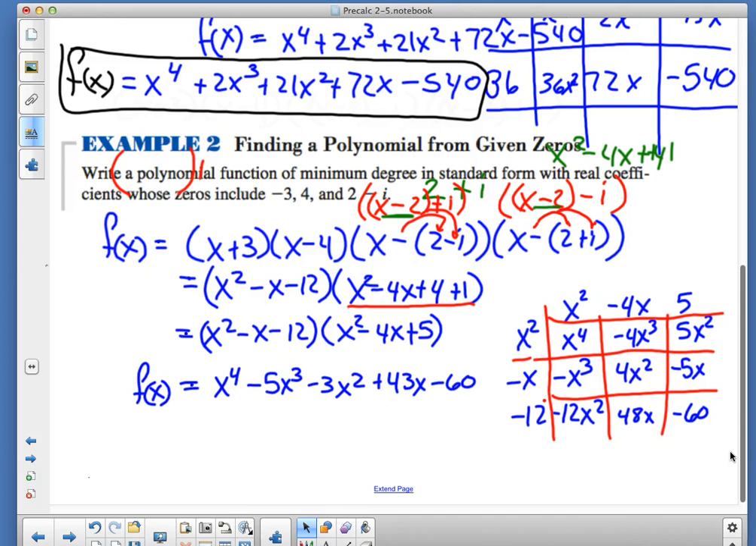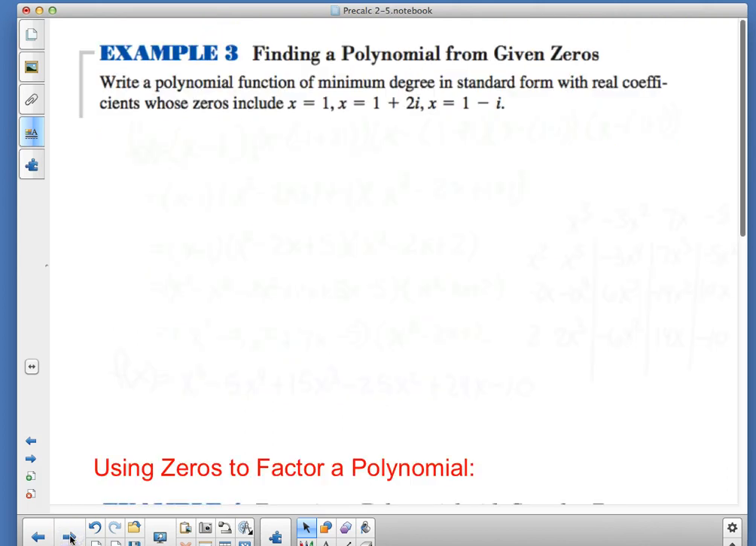Now, remember, we have a conjugate that has to come along with this. We have pairs when we talk about i's, any type of imaginary number, or square roots. Now, write a polynomial function of minimum degree in standard form with real coefficients whose zeros include, but are not limited to, the following. Go ahead, give it a try.